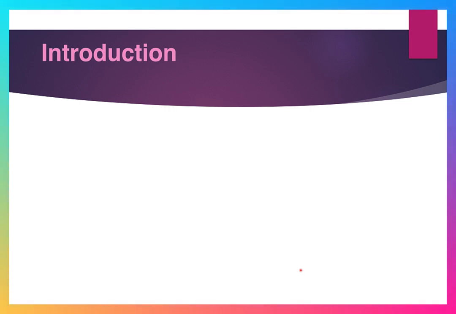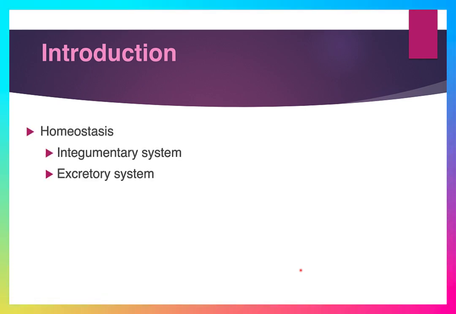This last week of this quarter, we're going to be talking about the skin and its appendages grouped together and called the integumentary system, as well as the urinary system or the excretory system. This makes up the first part. As I said, the first two parts are the integumentary system and the excretory system. Both of these are very important in maintaining homeostasis.